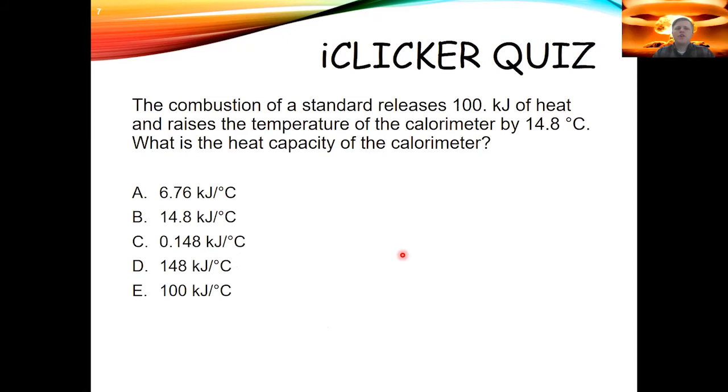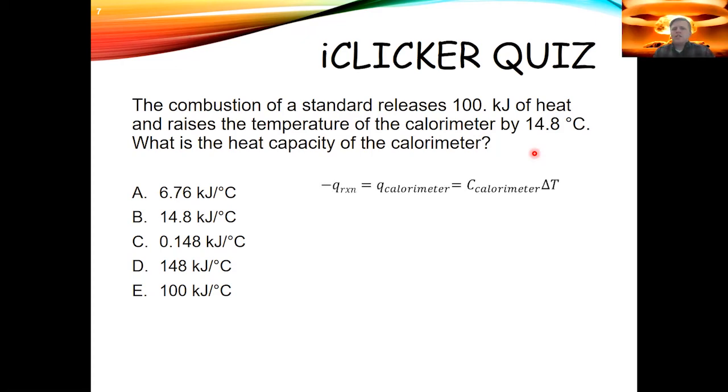All right, let me let you try this. Let's say the combustion of a standard releases 100 kilojoules of heat and raises the temperature of the calorimeter by 14.8 degrees Celsius. What is the heat capacity of my calorimeter? Go ahead and pause the video and try and figure this out.